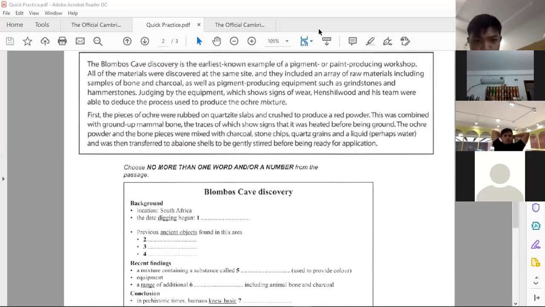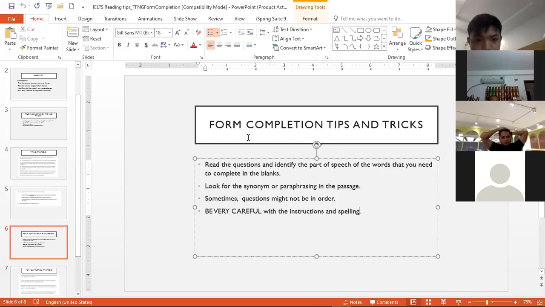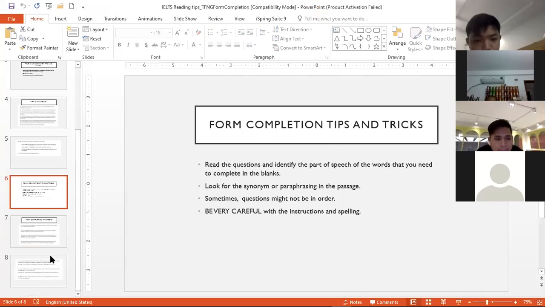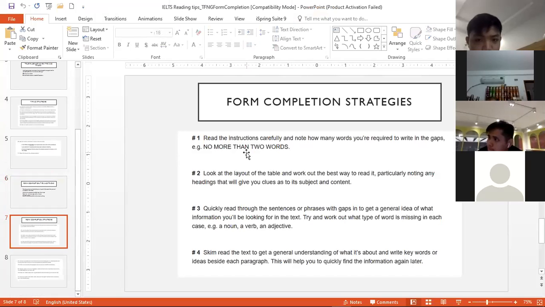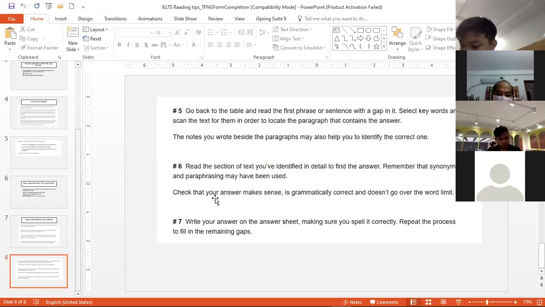So back to our slides. Let's finish the slides first. So here we've got the tips, and I also include some strategies that you can apply as well. So first thing first, you need to read the instructions carefully, how many words you can use to complete the blanks. And the layout, if it's in a flowchart or table completion or summary completion, look carefully as well. And you quickly read through sentences, skim the text, and get the synonym, stuff like that.